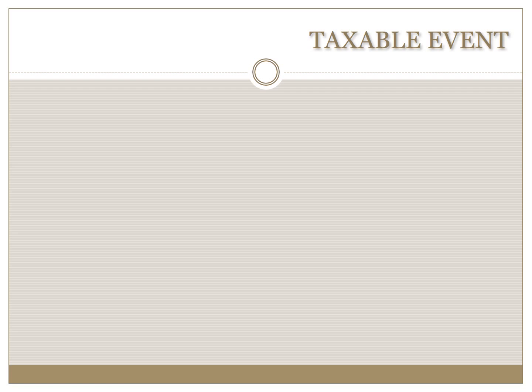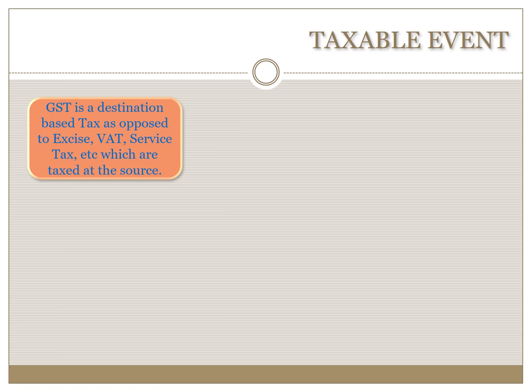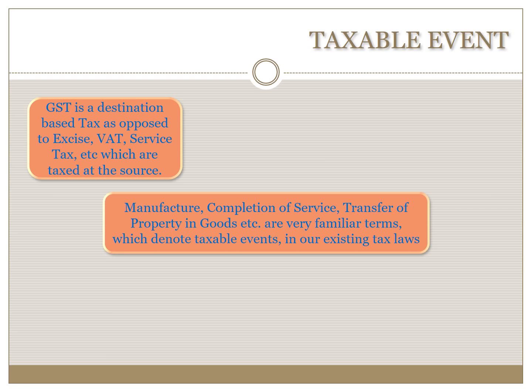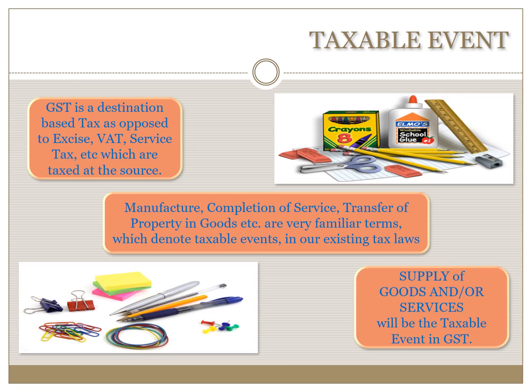Before we proceed, let us analyze what is the taxable event in GST so that we know on what we have to pay tax. GST is a destination-based tax as opposed to excise, VAT, service tax, etc. which are taxed at the source. Manufacture, completion of service, transfer of property in goods, etc. are very familiar terms which denote taxable events in our existing tax laws. Supply of goods and/or services will be the taxable event in GST. Please go through my presentation on meaning of supply to know what is a supply and what is not.